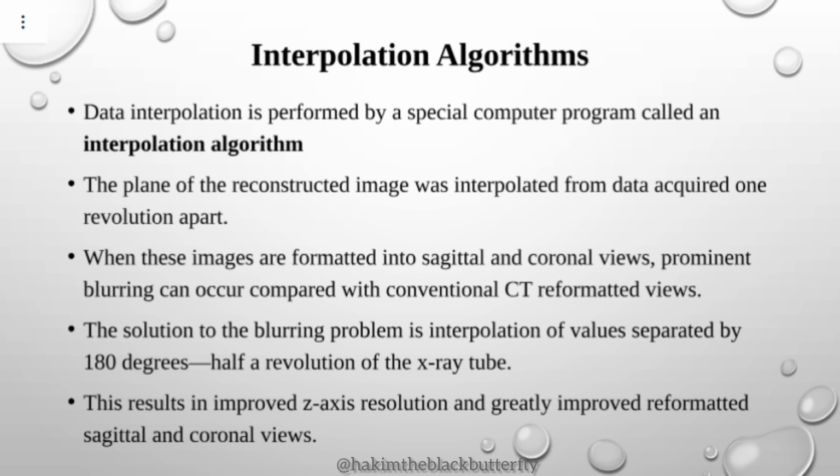The plane of the reconstructed image was interpolated from data acquired one revolution apart. Like if you get a slice here at a certain position, one revolution apart, you get another slice. So there could be some missing information between the two slices. So interpolation can be done such that we can get enough information for both of the two slices.